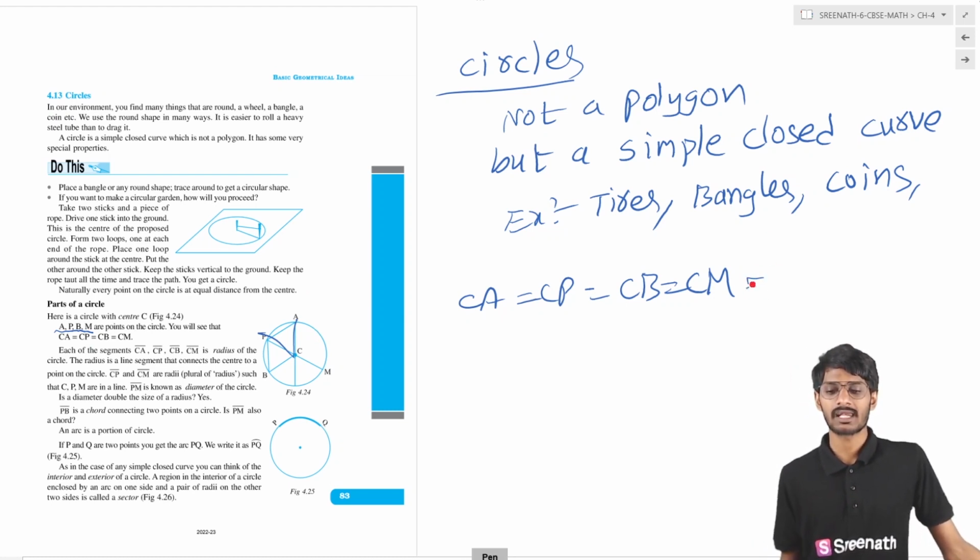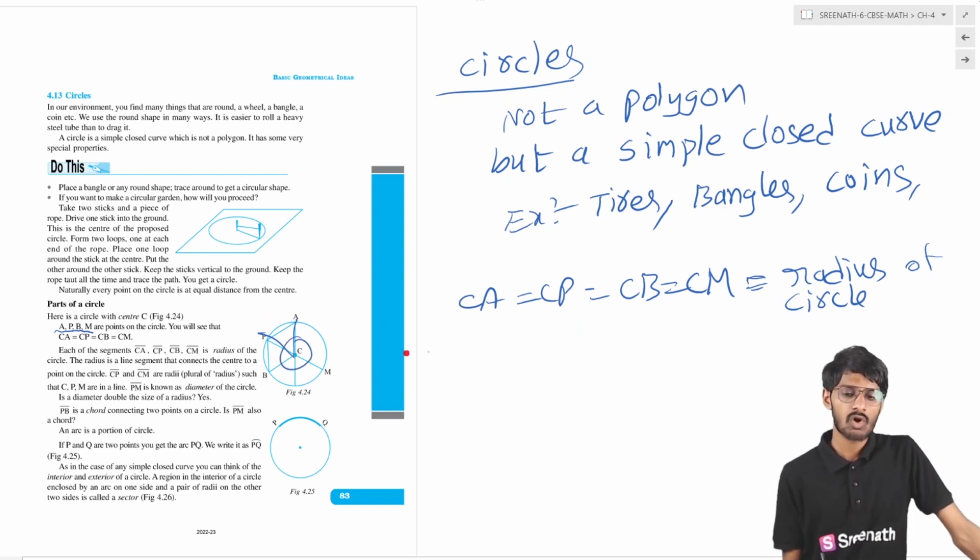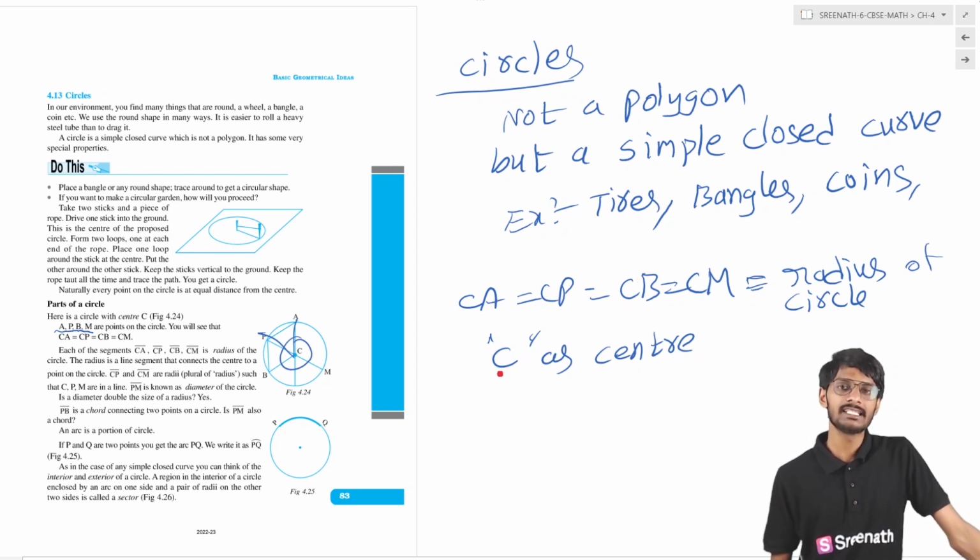So all these line segments have the same value. We call this the radius of the circle, students. All these lengths are equal, and we call C the center. The line segments from C to A, C to B, and any distance from the center are the same, students. So we call CA, CB, CM all the radius of the circle, students. Okay, so what is the radius, students?